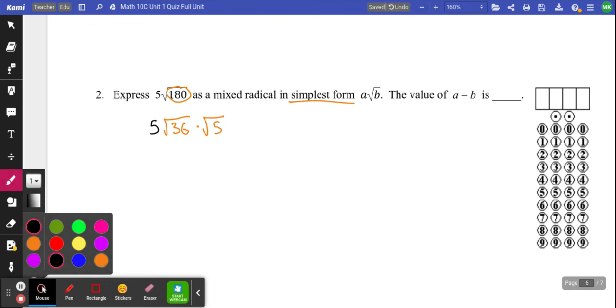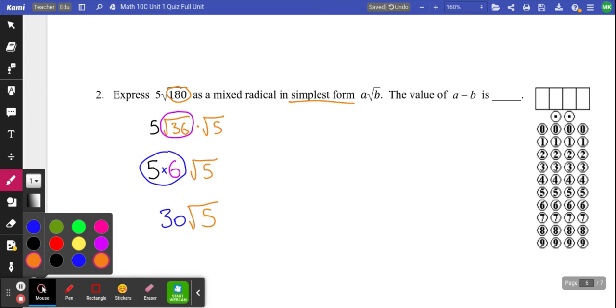Perfect. The 5 is still out front. The root 36 you can calculate to be 6. And the root 5 stays there. 5 times 6. Right? If you have two coefficients, you multiply them together to become 30 root 5. They said that your answer would look like this: a number, square root, a number. That's exactly what I have. I have a number, square root, a number.